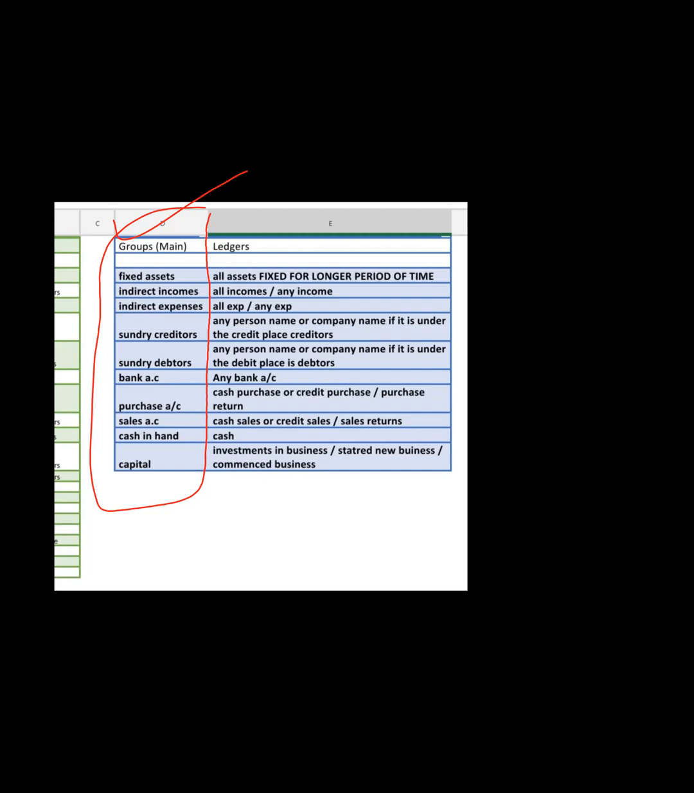Okay. Purchase account, take under purchase account. Purchase return also take under purchase account only. Capital, always take under capital account only. Sales account and sales returns, you take under sales account only. Cash account, you have to take under cash in hand. Understood? These are the groups and ledgers. You should keep it in your mind before you do any transactions in Tally. Clear? Till here it is clear.